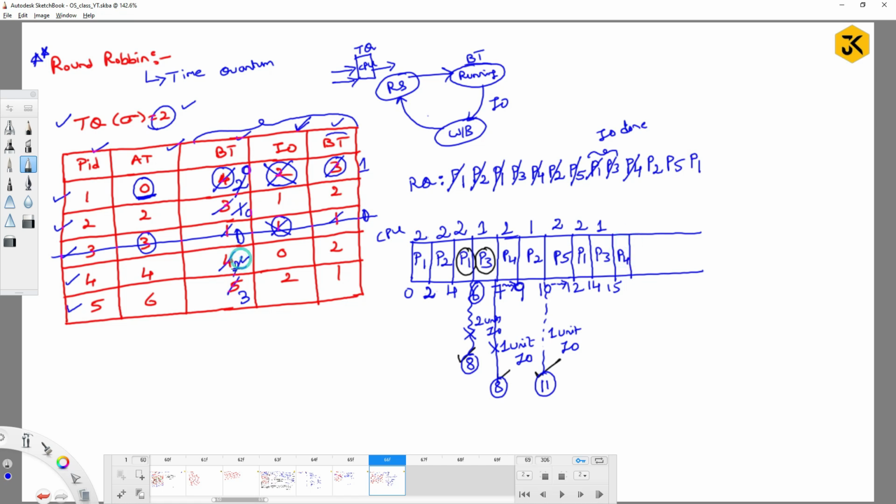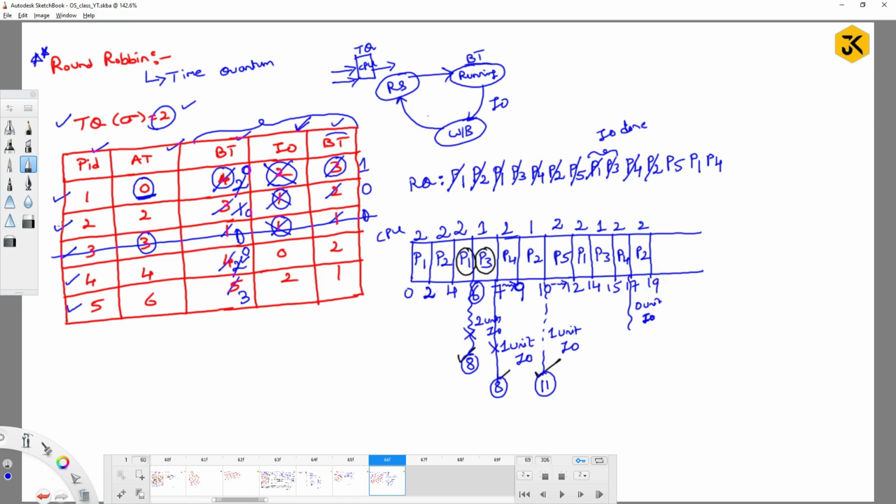P4 will execute for 2 units of time and will complete by 17. Guys, next it immediately goes for IO operation, but here 0 units of IO operation means there is no need to spend time for IO. It will be directly added to the ready queue because it is 0 units. Next, the chance is given to P2. P2 will work for 2 units of time and will complete by 19.